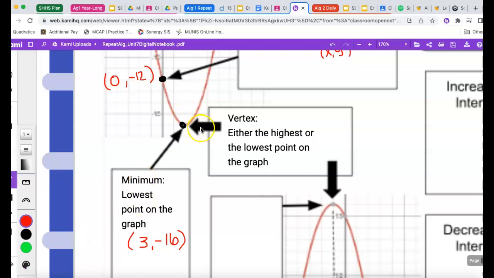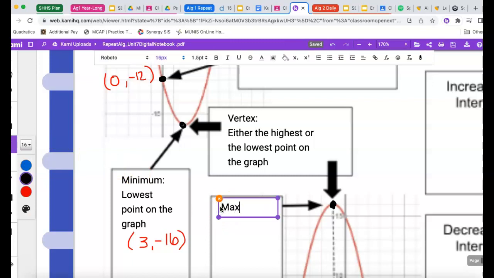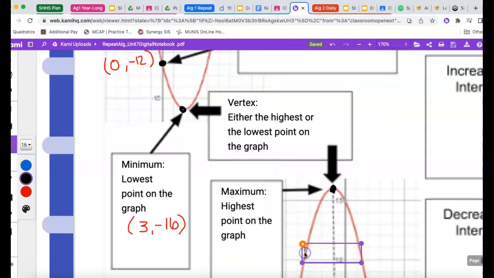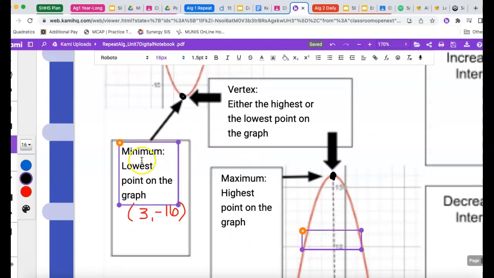So do you guys see how the vertex is pointing to this graph and it's pointing to this graph? So this point on this graph is also the vertex, but it's the highest point on the graph. So we would also give this another name. Since it's the highest point on the graph, this one is considered a maximum. So a vertex can be either one. It can be a maximum if it's the highest point, or it can be a minimum if it's the lowest point. So you just need to determine, is it the highest point or lowest point? It can still be one or the other.